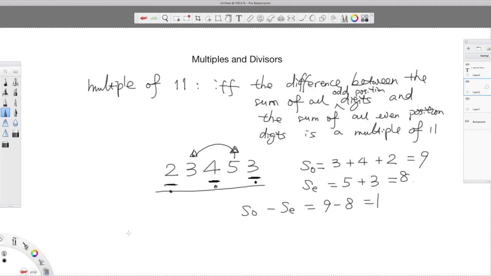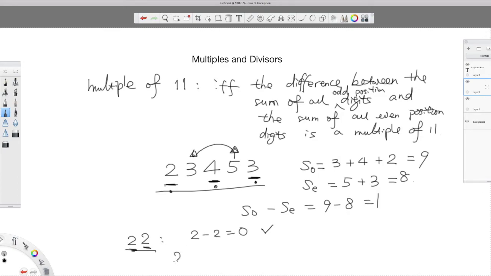Let's look at a number that we know is a multiple of 11. How about 22? The odd position sum is 2, the even position sum is 2, so 2 minus 2 equals 0. And 0, of course, is a multiple of 11. 0 is actually a multiple of everything except 0 itself. So 22 is a multiple of 11. Well, of course, it's too simple for you to really care.